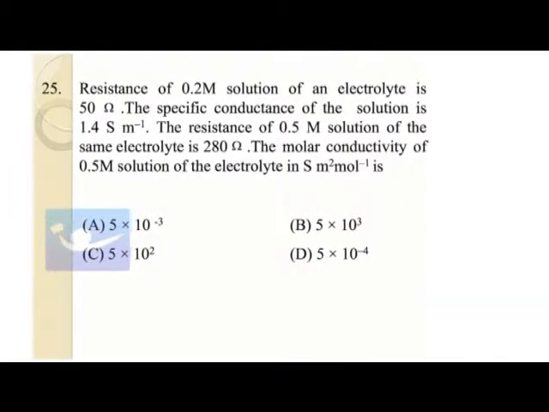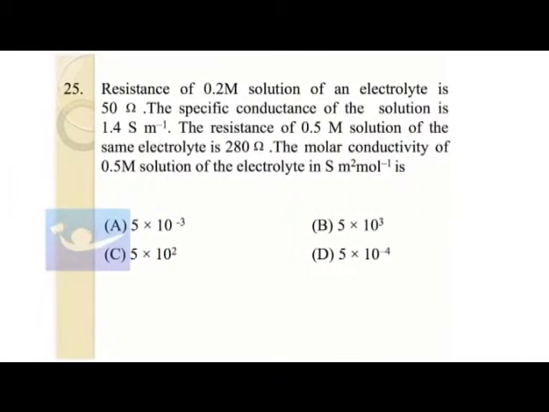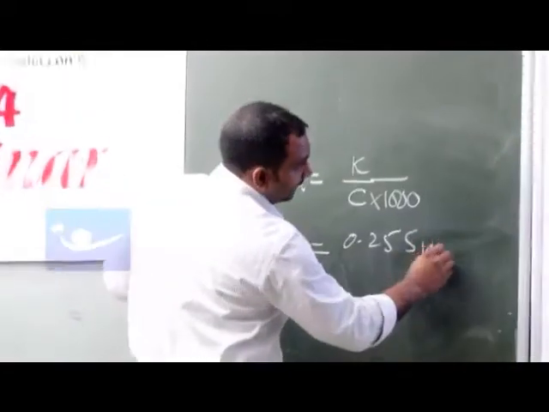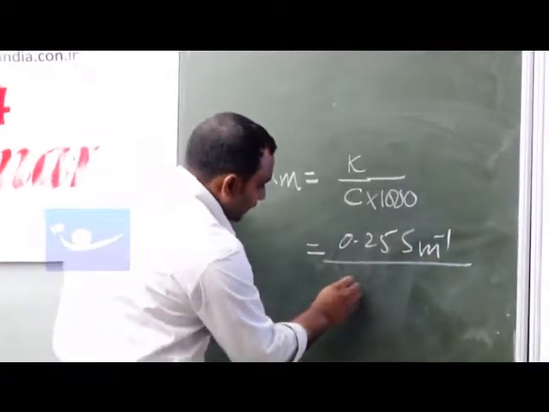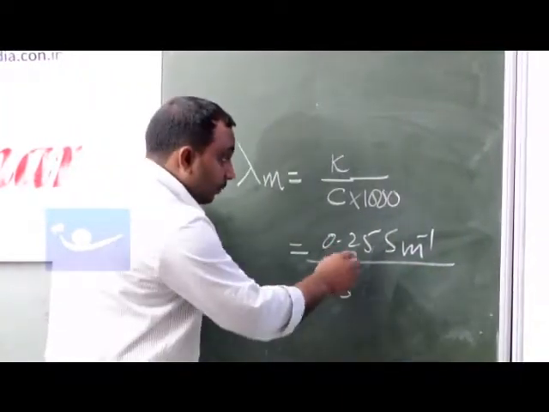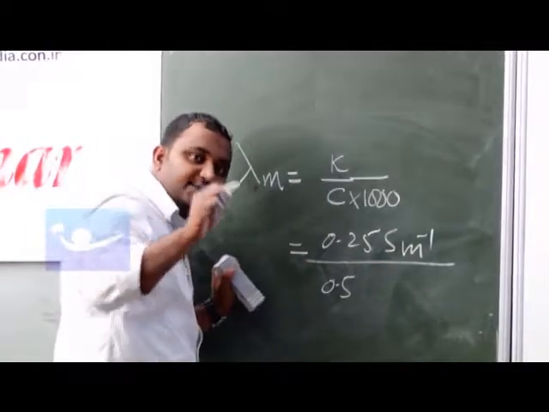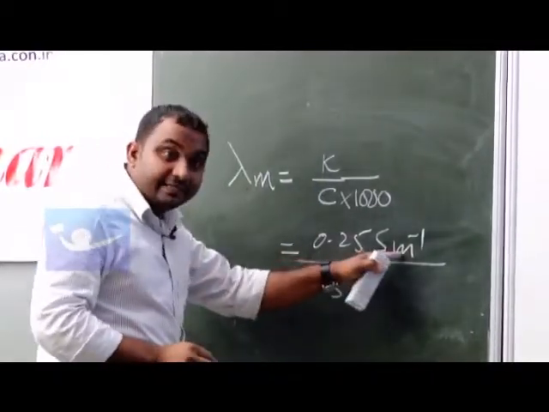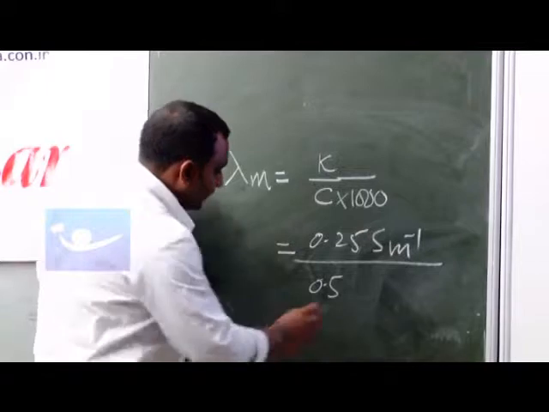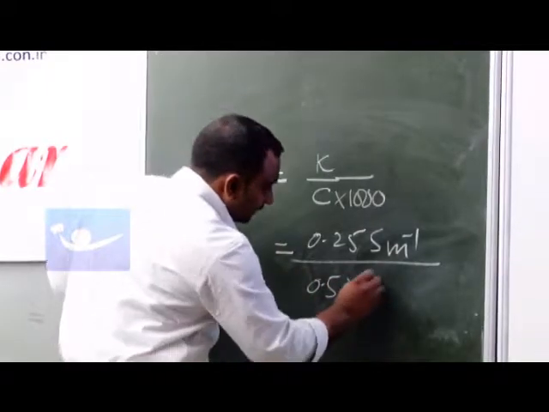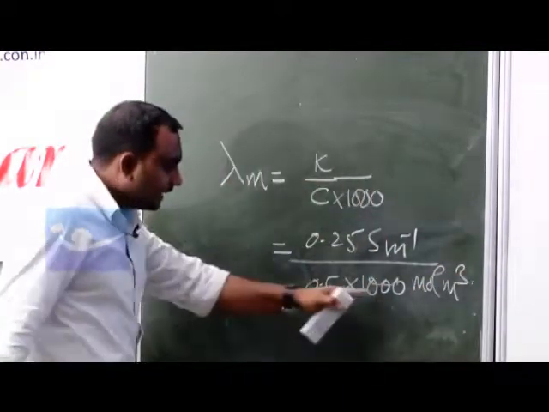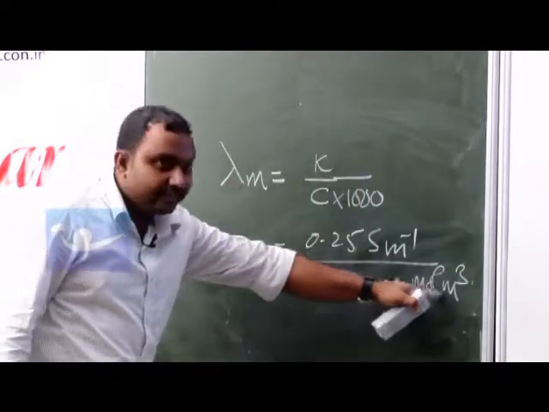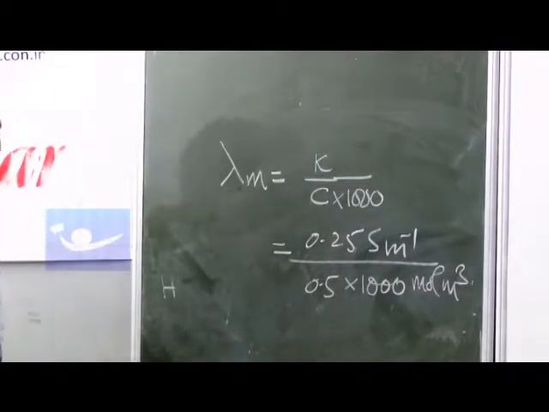So, if you substitute the value over here, what is kappa value? 0.25 Siemens per meter divided by, what is the molar concentration? 0.5 molar. Instead of writing moles per decimeter cube, I need it in meter cube, otherwise that deci will be staying there only. So, 0.5 into 1000 moles per meter cube. This 1000 is added in order to make it into moles per meter cube.